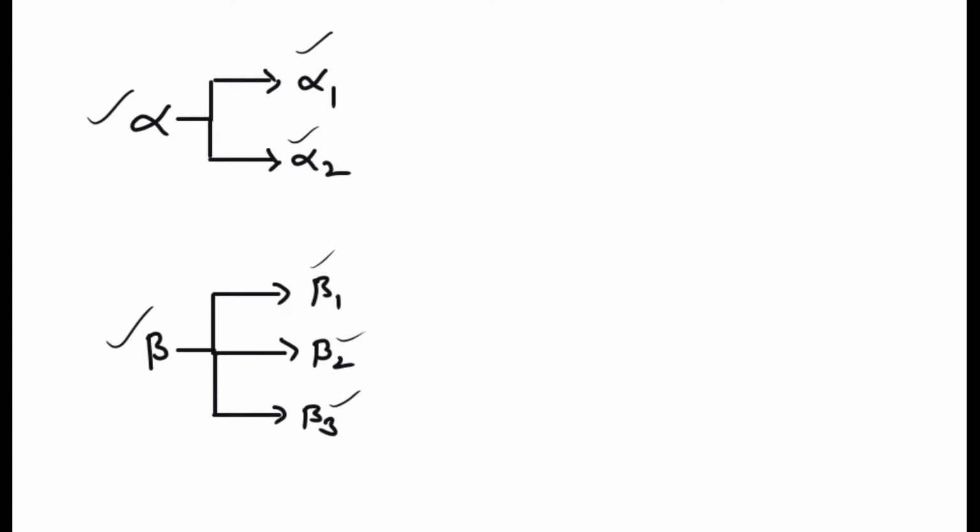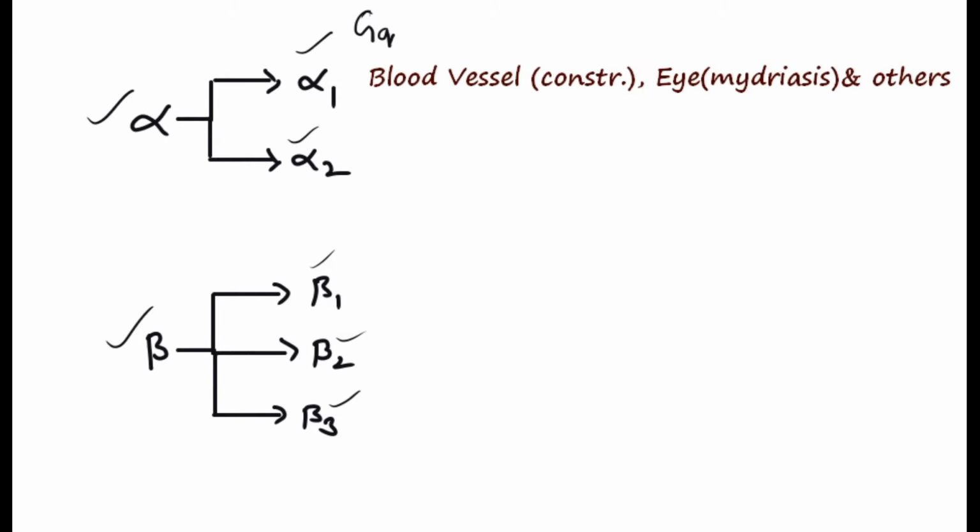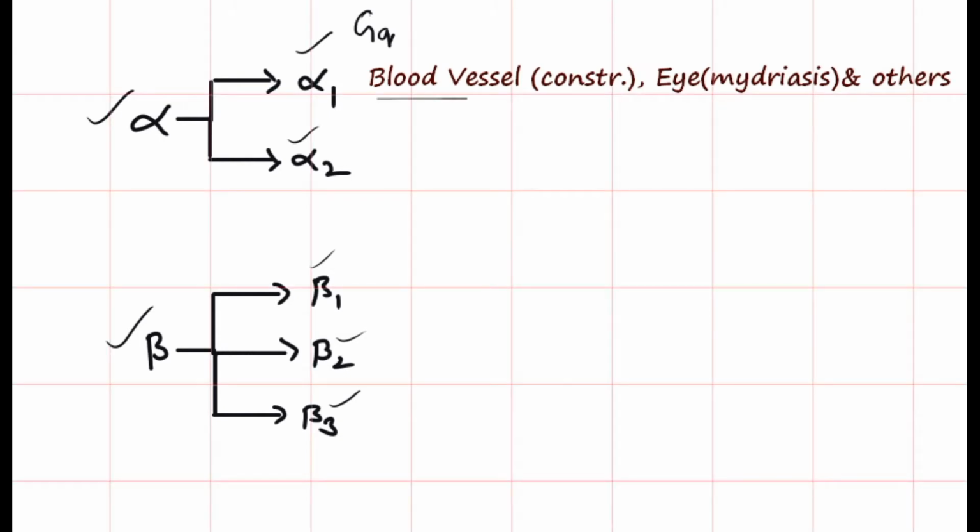The alpha 1 receptor acts as a Gq protein, and further it activates the secondary messenger. Mostly these alpha 1 receptors are present in the blood vessels. In most of the blood vessels, they mainly facilitate the constriction of the blood vessel in order to maintain the BP, and they are also present in the eye, facilitating the mydriasis in the fight or flight reaction.